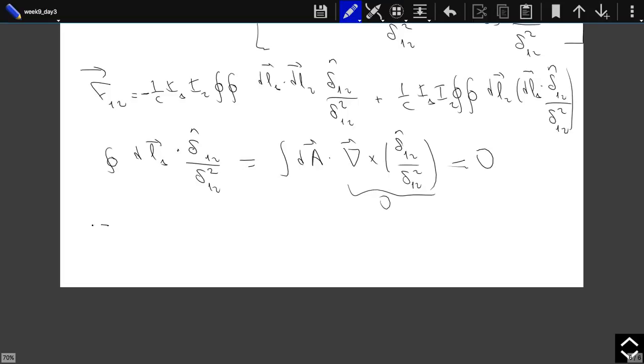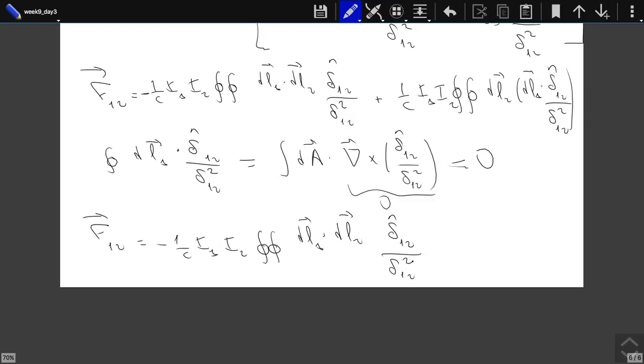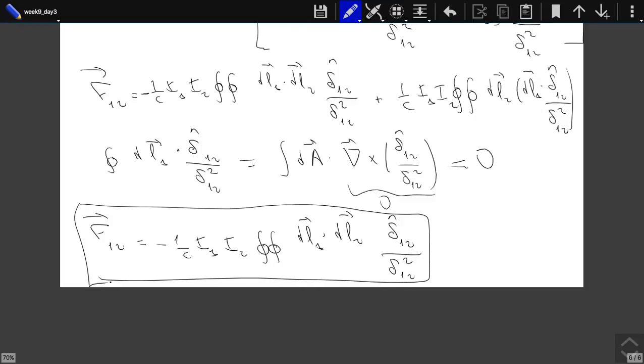And hence we end up having the force that two wires exert on each other. This is 1 over C I1 times I2 times this double loop integral dL1 dot dL2 delta 1,2 hat divided by delta 1,2 squared. And it does satisfy Newton's third law. So whatever magnetic momentum one wire would acquire, it will be the same for the other wire in the opposite direction.